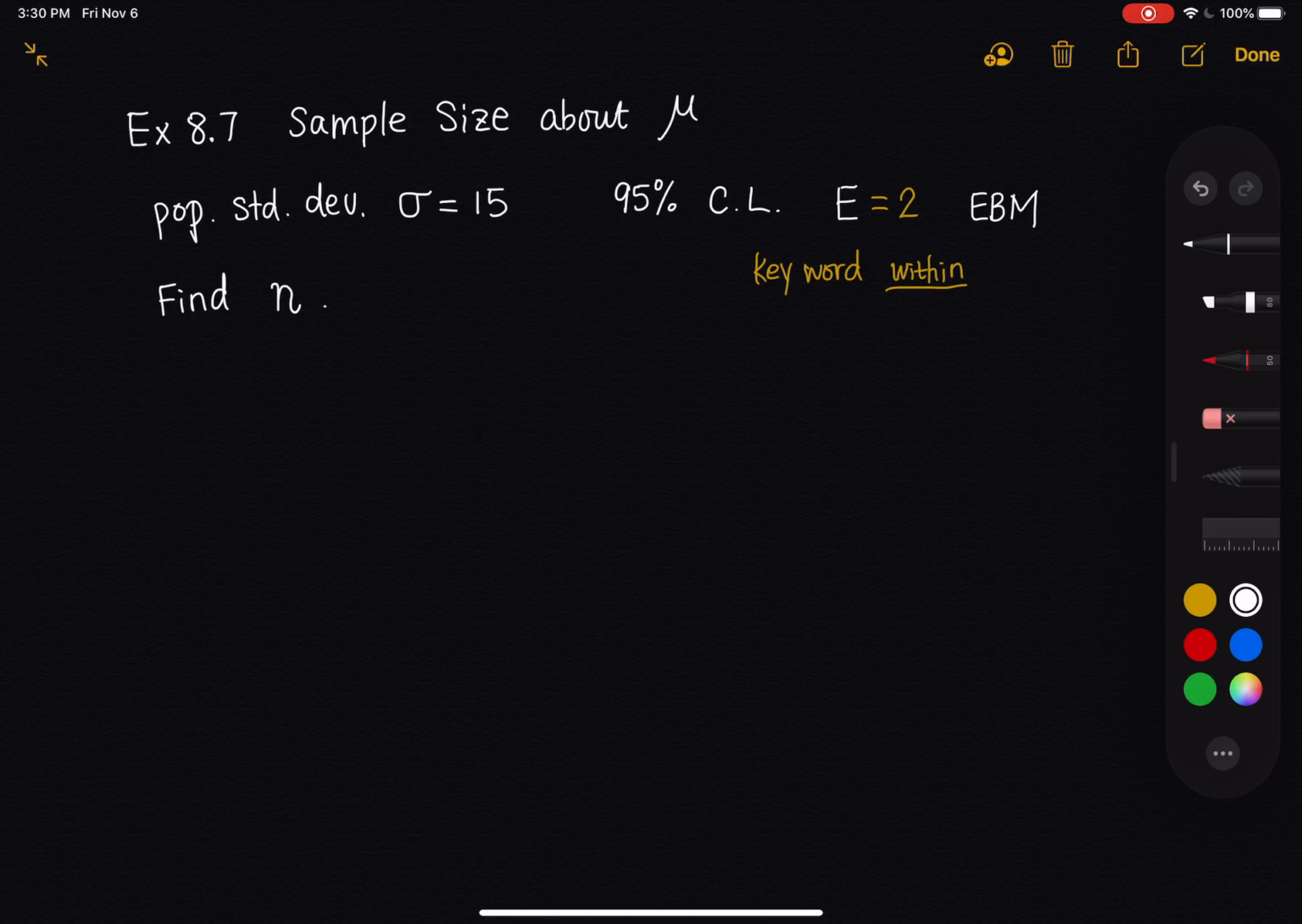So we will need to use this formula, N equals Z, the Z-score, times sigma divided by the error, and then you put the whole thing squared. Now in the textbook, it's written as Z squared times sigma squared divided by EBM squared. They are equivalent, okay? So instead of squaring everything individually, we square the whole thing all at once because everything is squared.